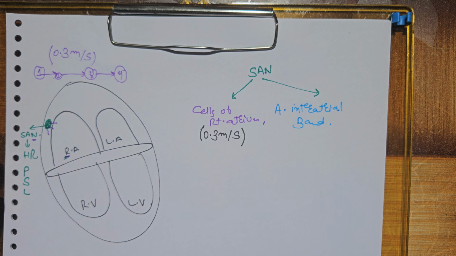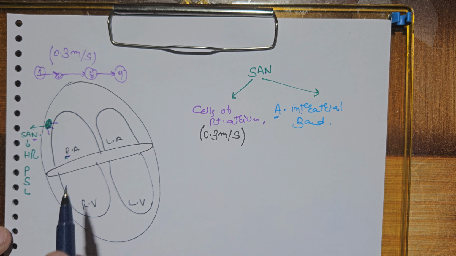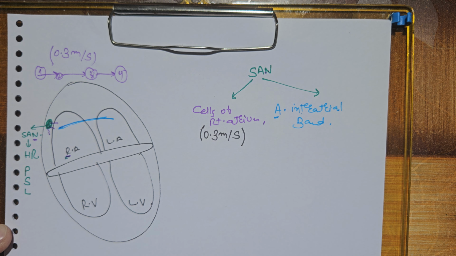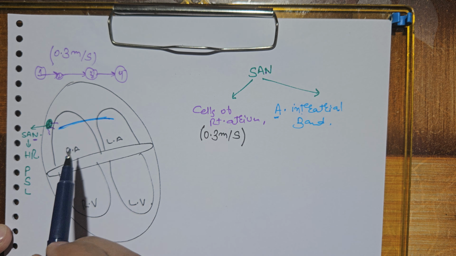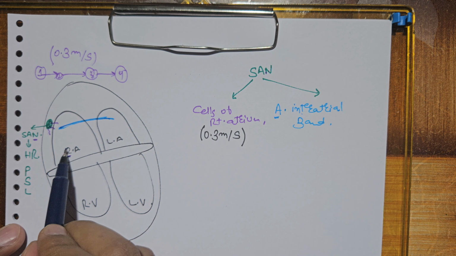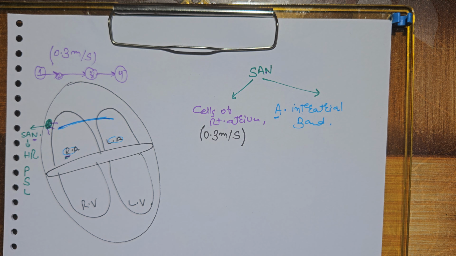As you can get from the name, anterior, it is present in the anterior part. Interatrial, it is present between the two atria. So it is this band. Anterior interatrial, it is present in the anterior part of the atria, and it is interatrial between the two atria. That means it connects right atrium with left atrium.